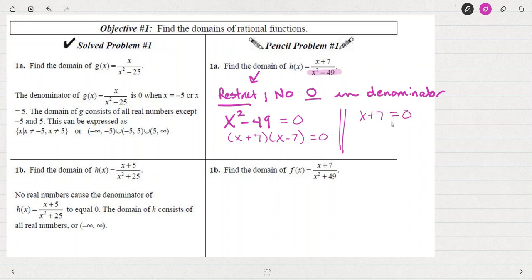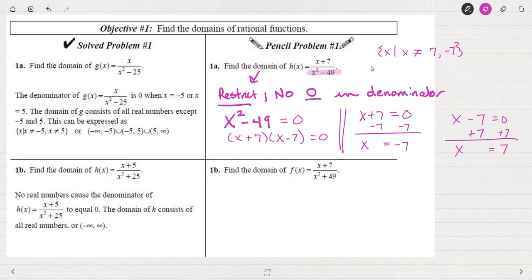So x plus 7 is 0, giving us x equal to the opposite of 7, or x minus 7 is 0, giving us x equal to positive 7. So the domain of this function would be the set of all x's such that x is not 7 or negative 7.